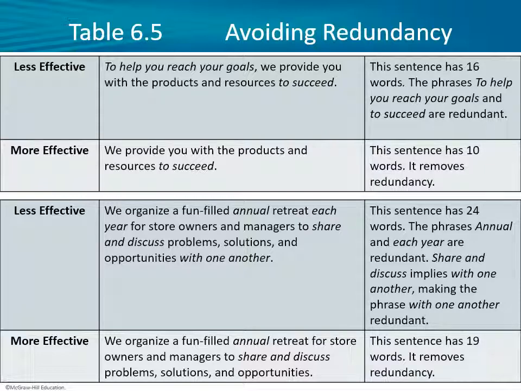Here's some redundancy issues. Redundancy basically just means unnecessary information, or you're repeating yourself. Let's look at the example. Less effective: To help you reach your goals, we provide you with the products and resources to succeed. They have the redundancy italicized here. We don't need to say to help you reach your goals and to succeed, because they're basically the same thing. So you could just say, we provide you with the products and resources to succeed. That removes 10 words from the document.